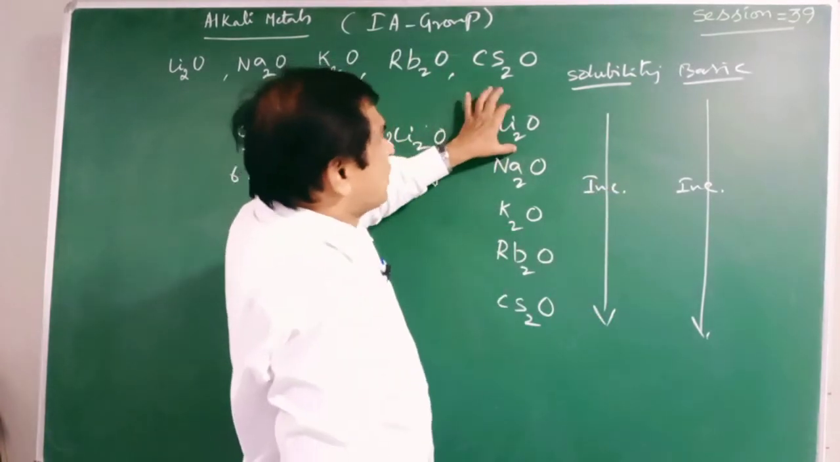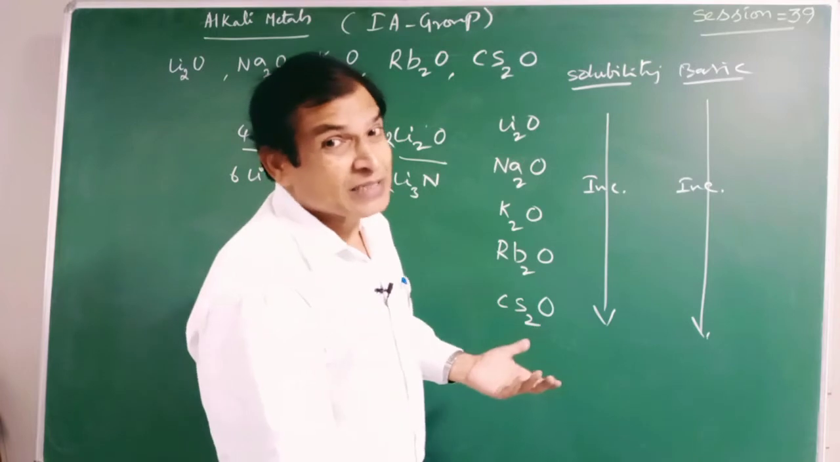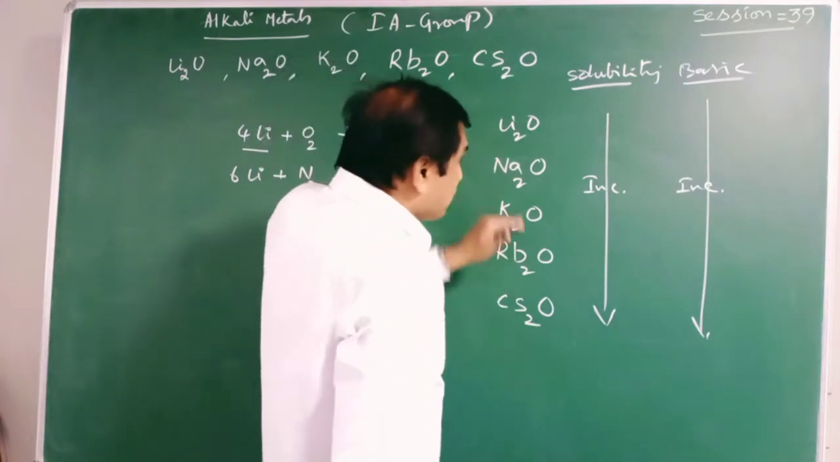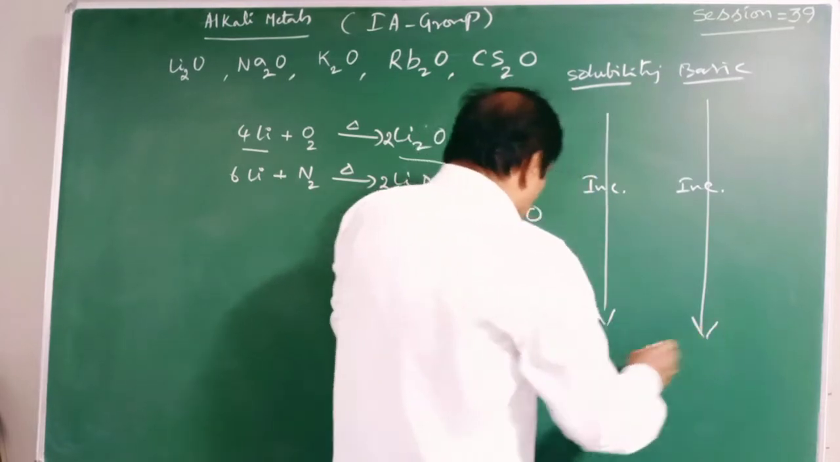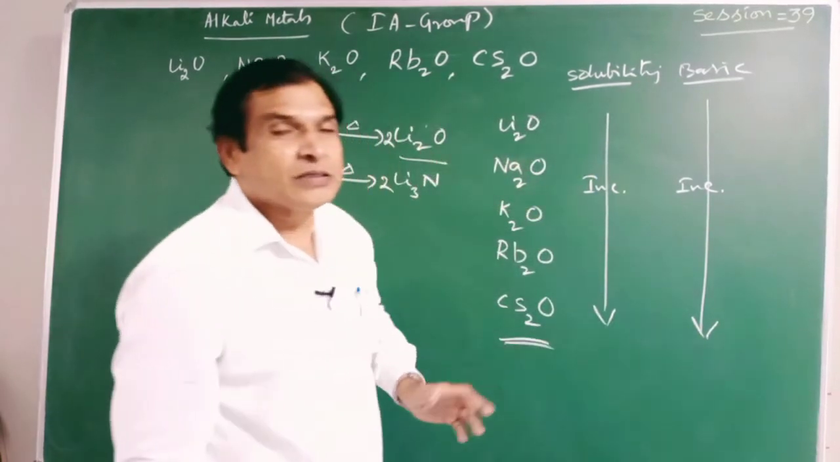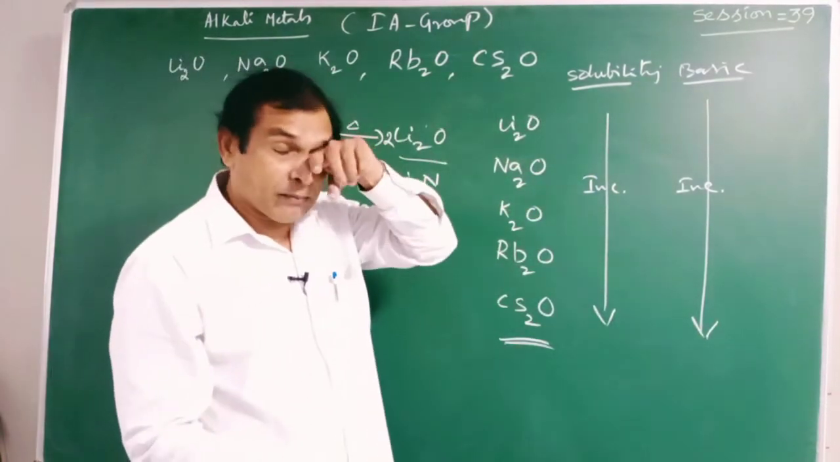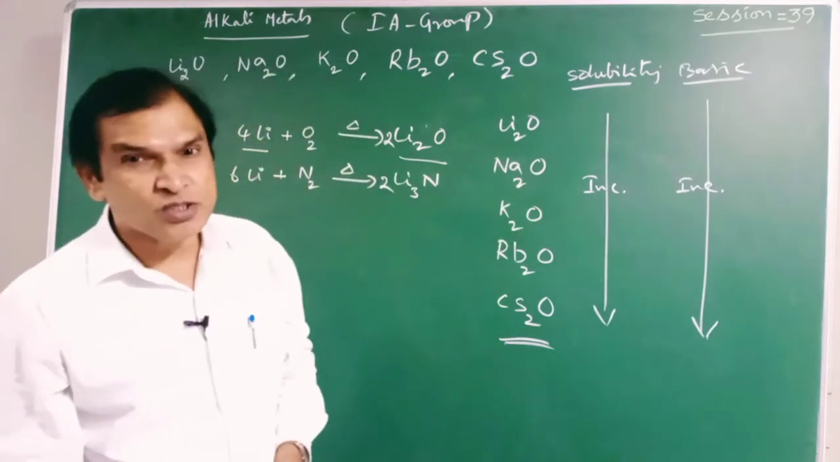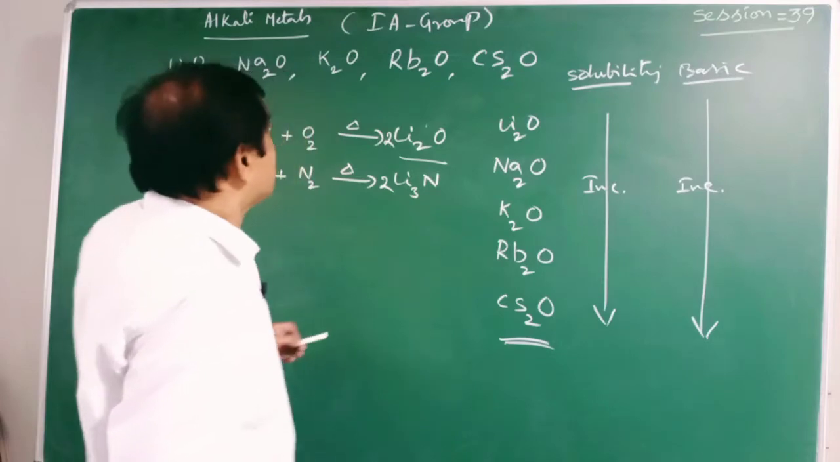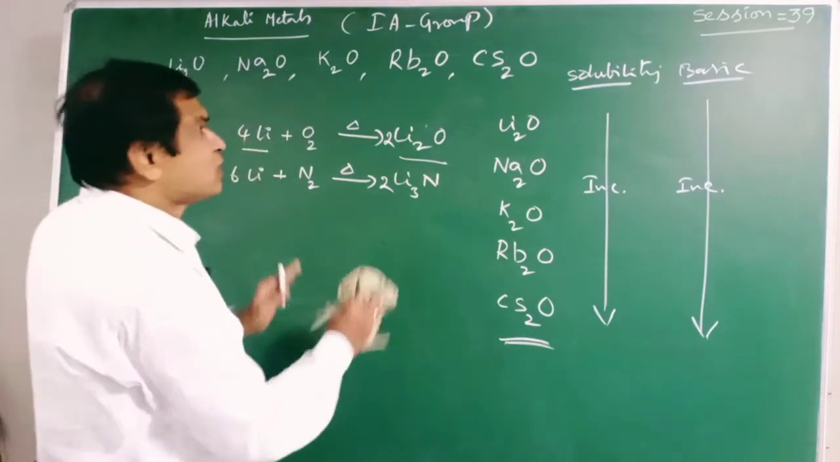Lithium oxide is less soluble due to higher lattice energy. From top to bottom, solubility increases and the basic nature of the oxide increases. So cesium oxide will be the strongest basic oxide among all of them. That is the monoxides we completed.